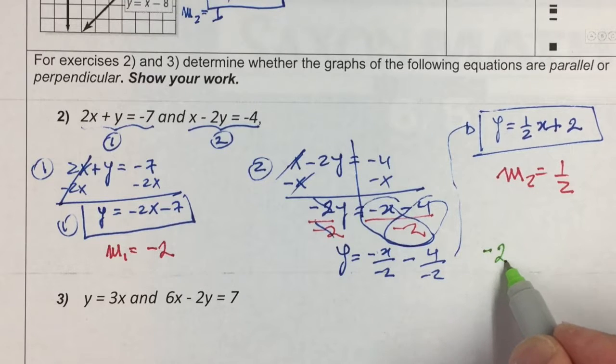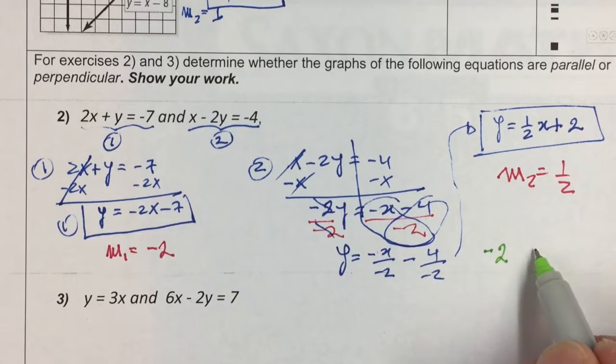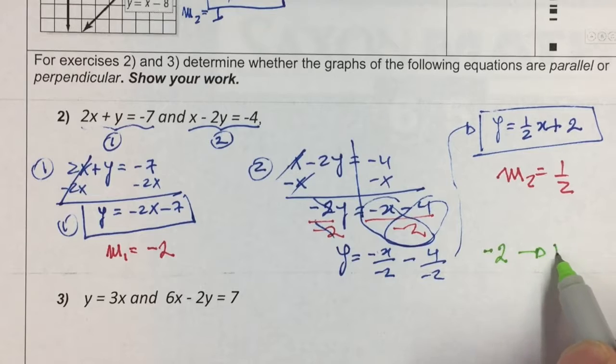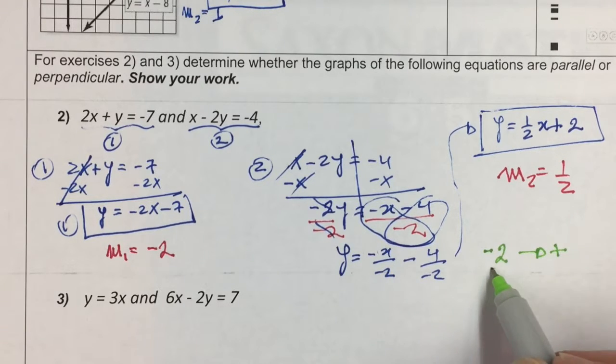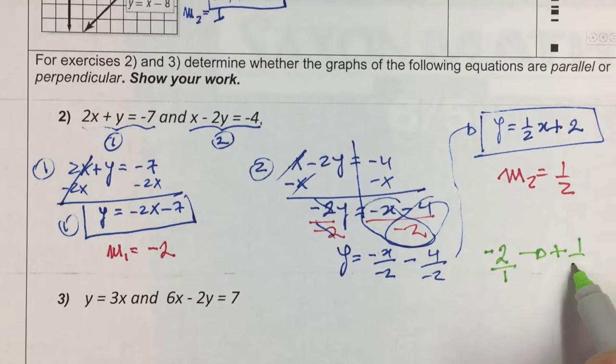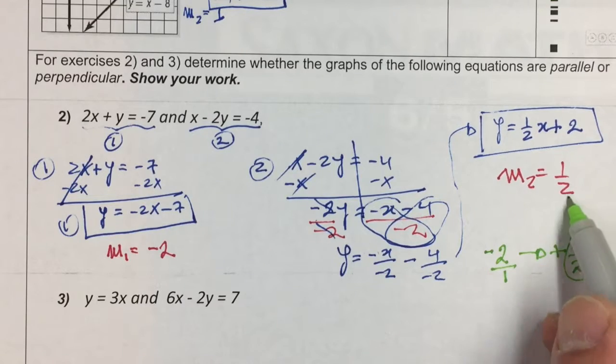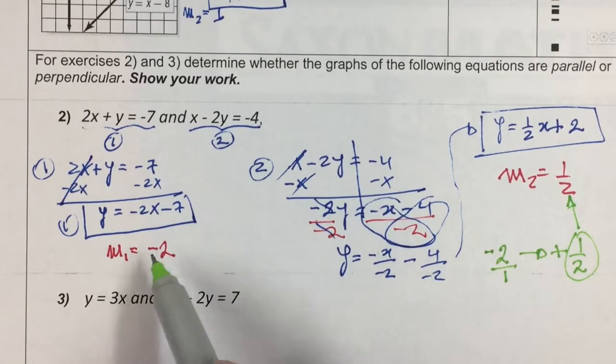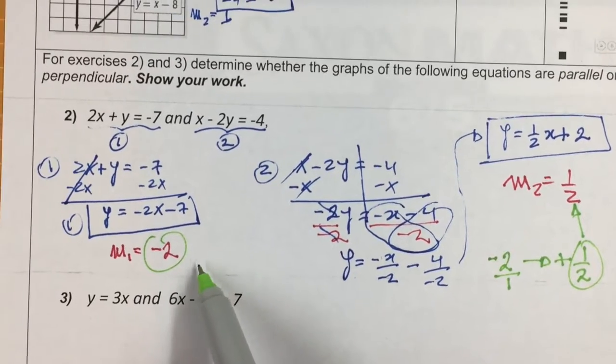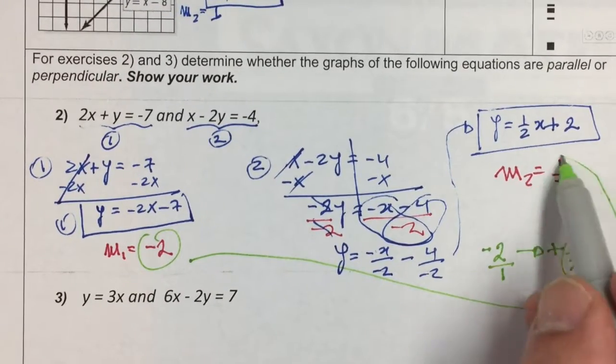So what is the opposite reciprocal of -2? Okay, I have to change the sign to positive and flip it. So if this is 2 over 1, this is going to be 1/2. Look at that, 1/2 is this one. So the first one, -2, is the opposite reciprocal of the second one.